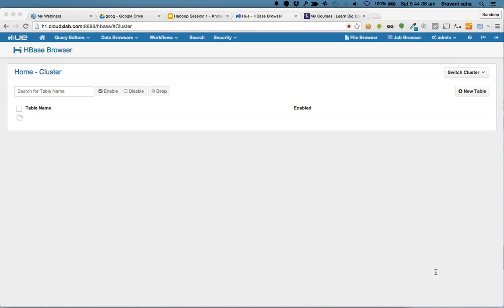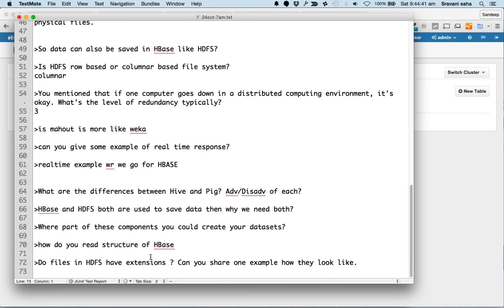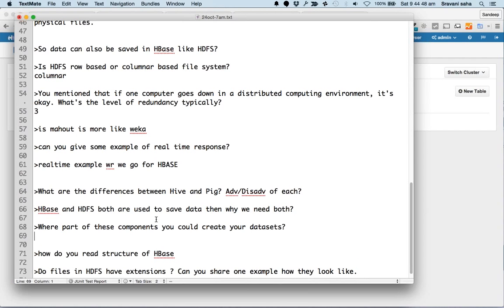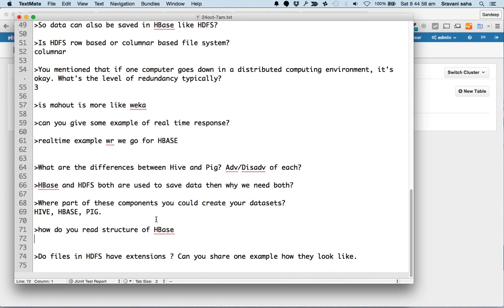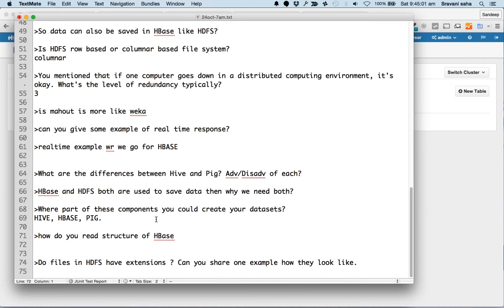Now, I'll answer John's question. In which part of these components do you create your dataset: in Hive, in HBase, and in Pig? How do you read the structure of HBase? You can either use the command line, use Hue, or use Java.